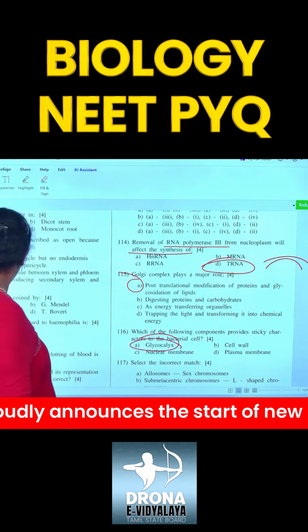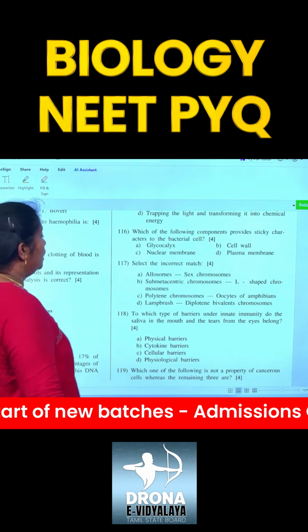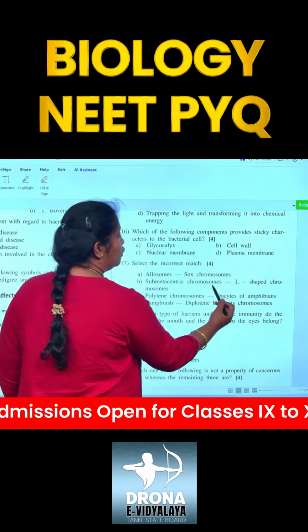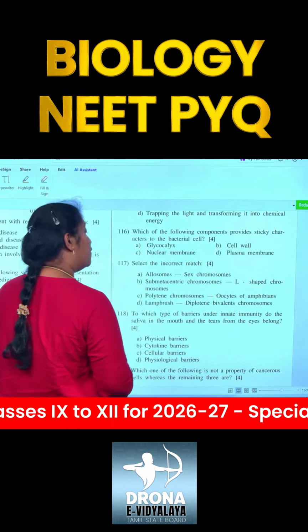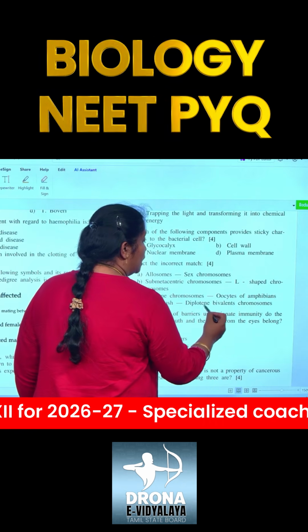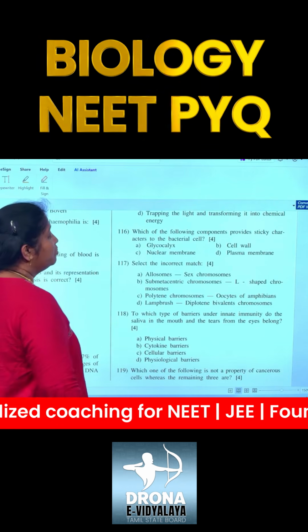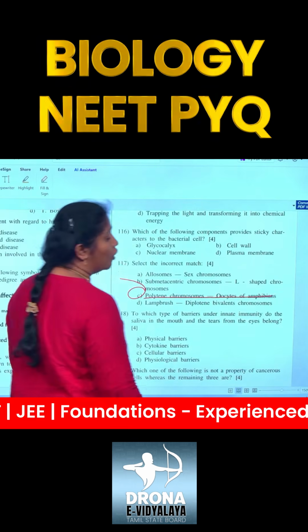The next question. Select the incorrect match. We have four options again: allosome, sex chromosome; submetacentric chromosomes, L-shaped chromosomes; polytene chromosomes, oocytes of amphibians; lampbrush chromosomes, diplotene bivalent chromosomes. The answer is going to be option C, that is polytene chromosomes, oocytes of amphibians.